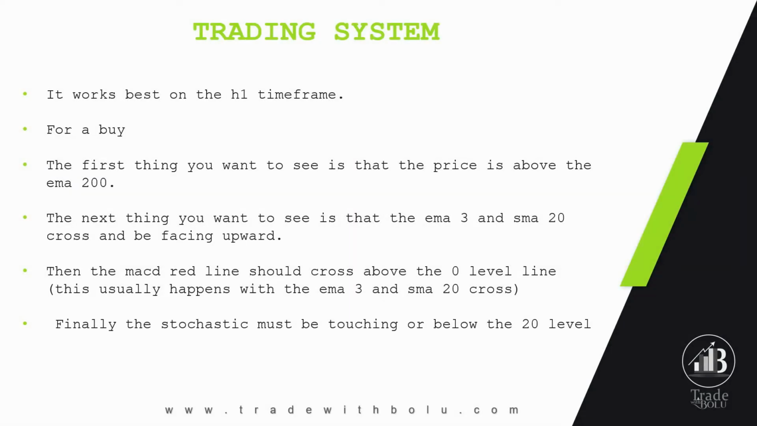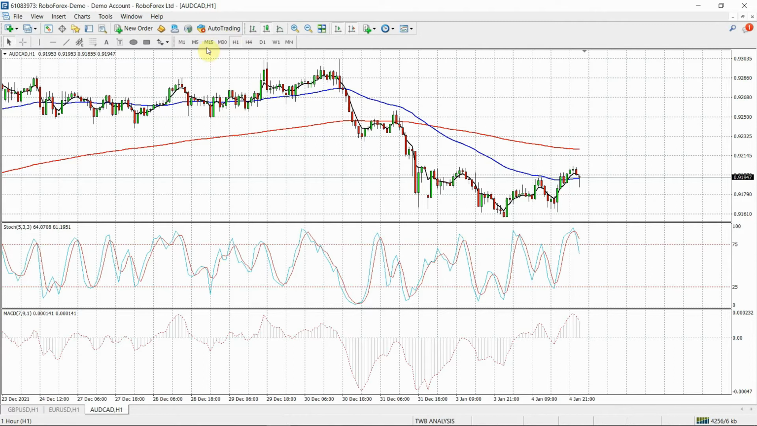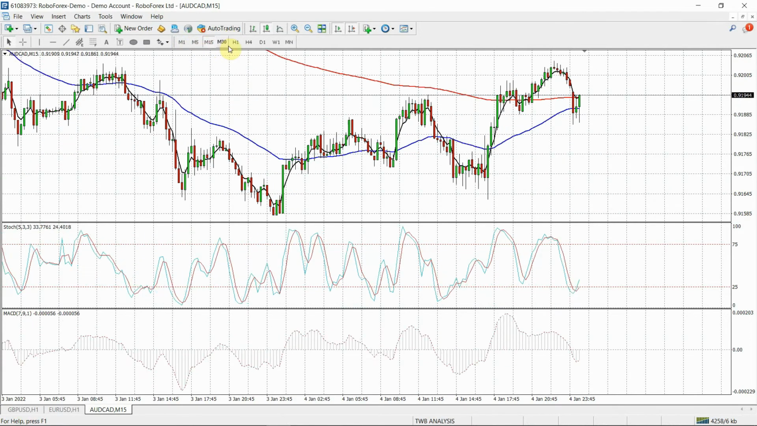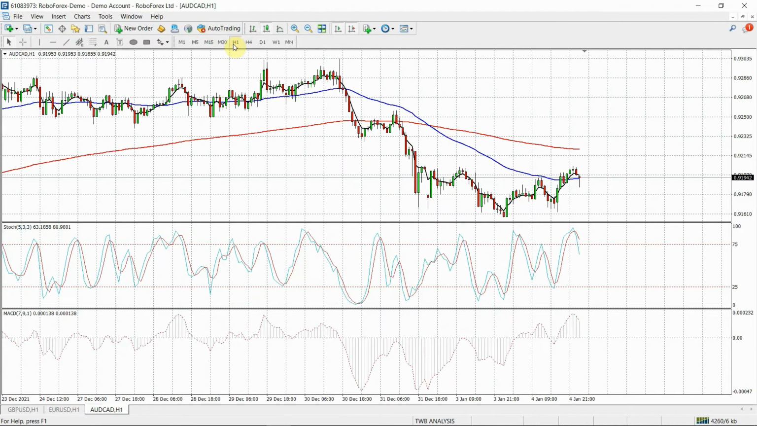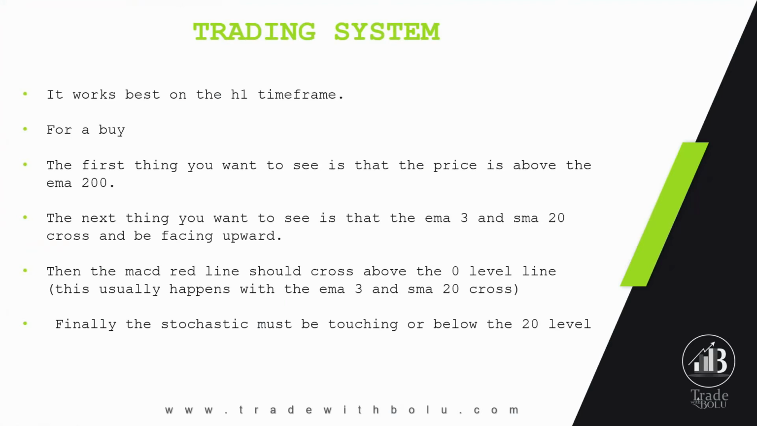So how does this work? It best works on a 1 hour time frame. For a recap, these are the time frames, and this is how you change them just by clicking on them. We have the 1 minute, 5 minutes, 15, 30, 1 hour, 4 hour, daily, weekly, and monthly. Those are the time frames that we have on the MT4, and this is a 1 hour. Like I said yesterday, when you put your cursor on it, you would have it written out there, H1 in brackets.